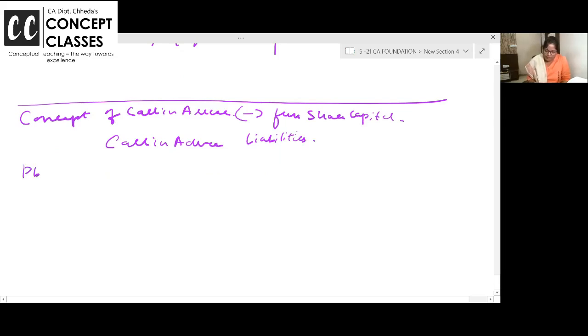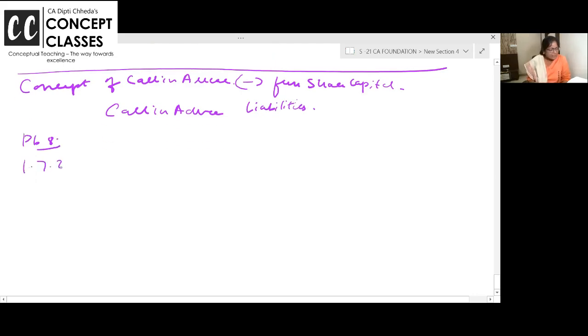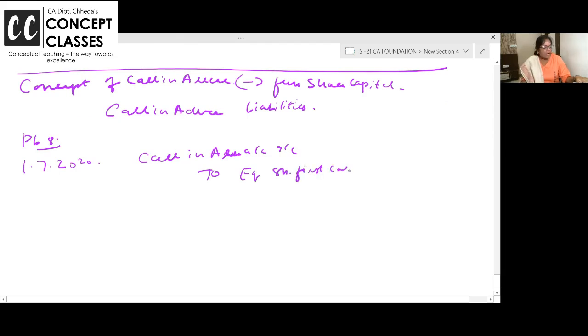So problem number 8 we are doing. Some call was due on 1/7/2020 and it was not received. So can we pass the entry? Call in arrears account debit to equity share first call account.